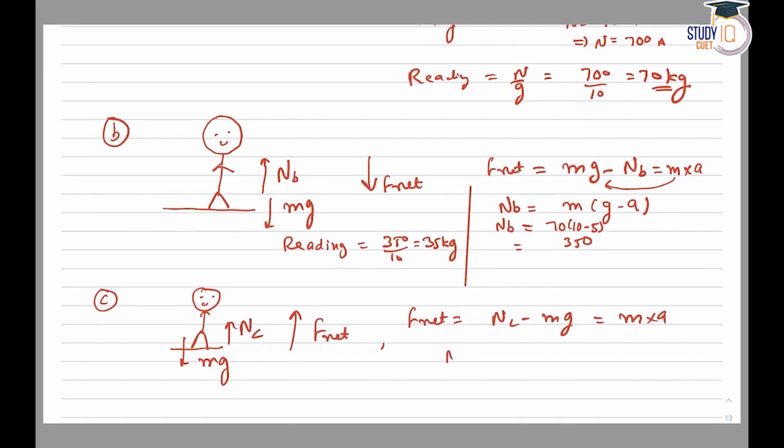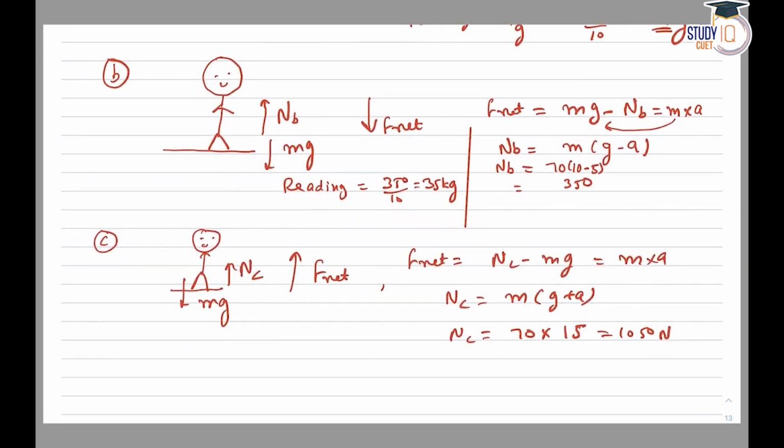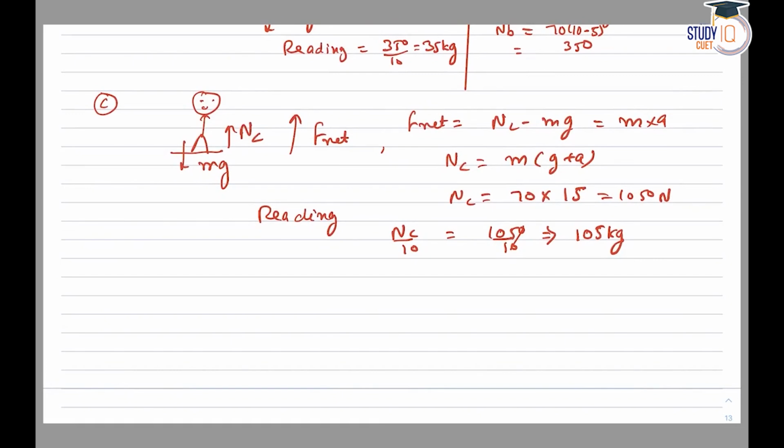So in this case, we have NC is equal to m into g plus a, and the value of m is 70 and g plus a is equal to 15. So NC is equal to 70 into 15, which comes out to be 1050 Newton. Now, for the reading, you have to divide NC by g. So reading is equal to 1050 by g, that is 10. So reading is equal to 105 kg. So in C part, the reading given by the weighing machine is equal to 105 kg.